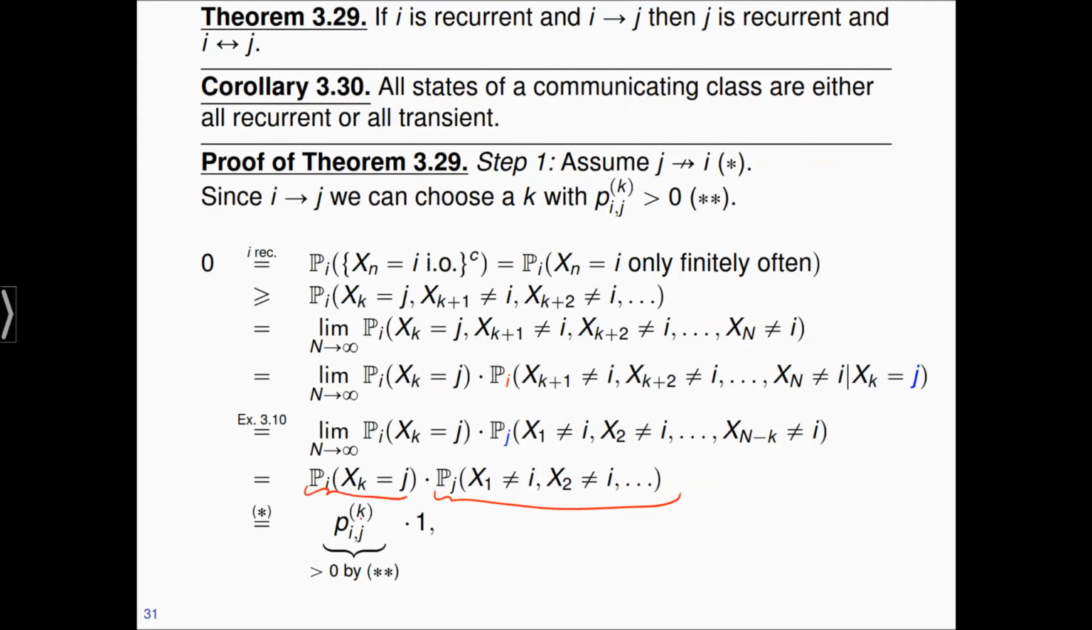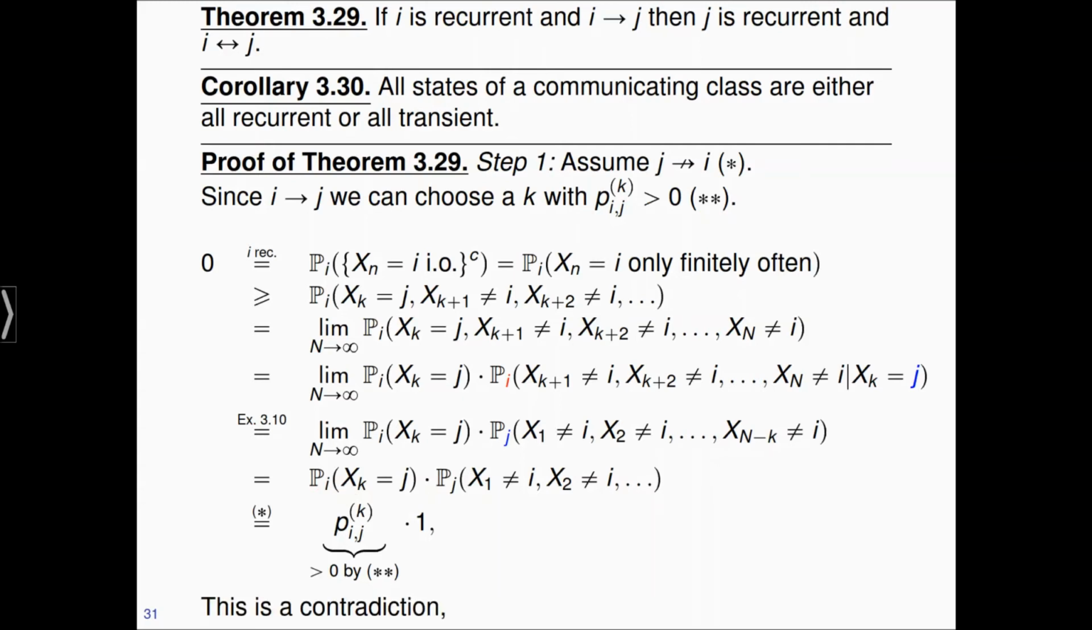Furthermore, this first term here is just rewritten. So this is the k-step probability to get from i to j. You start in i, and at time k you want to be at j. So this is p_ij^(k), by definition of this notation. And by double star, this quantity here is strictly positive. This was our assumption that you can get from i to j. We chose the k in such a way that p_ij^(k) is strictly positive.